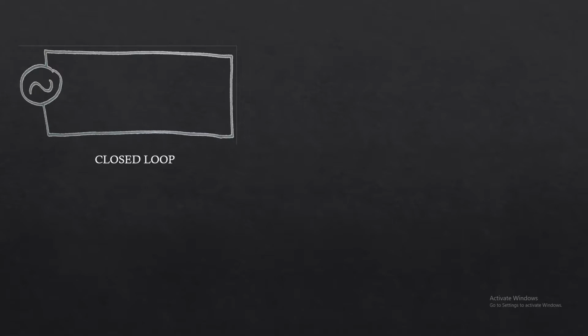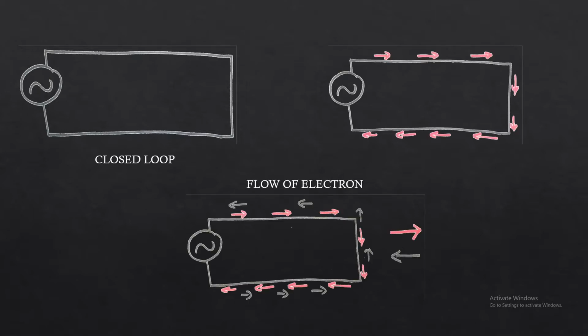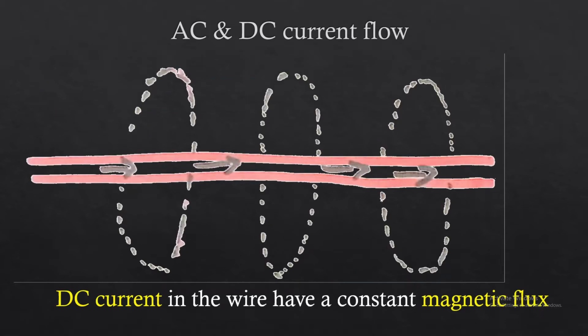Let's consider we have a closed loop in which we are going to circulate AC current. AC current has two directions like this: the flow is forward and then reverse. Let's suppose we have a DC current flowing through a wire. It has a constant magnetic field, or flux, you can say. This is a wire and electric current is flowing in only one direction, so it has a constant magnetic flux or magnetic field.